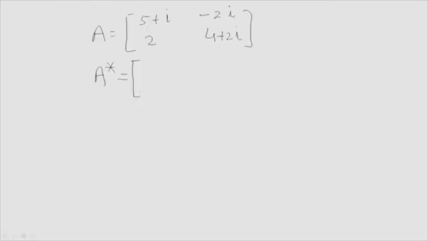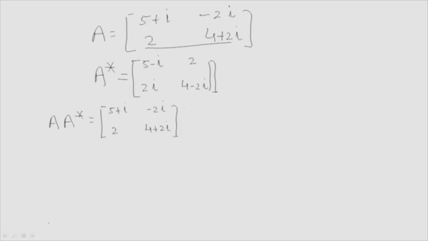First of all, we will calculate the conjugate transpose of A, that is A star. It will become 5 minus i, that is the conjugate of 5 plus i, then 2i, since minus 2i becomes 2i, then 2 will remain as such, and 4 minus 2i. Okay, let me calculate A into A star. So, A into A star will be the matrix A multiplied by A star, which is 5 minus i, 2i, 2, 4 minus 2i.